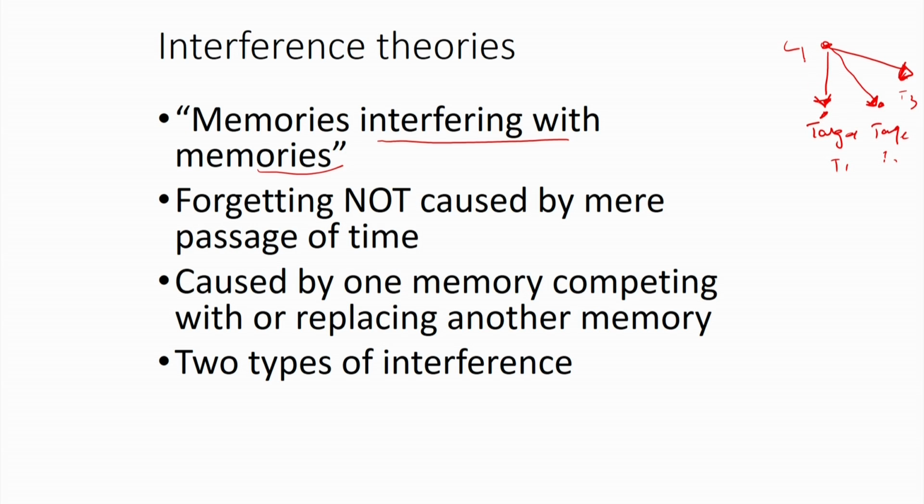When C1 is activated, one neuron or one junction is activated, but they are not uniquely connected. All of these targets will get activated and they will interfere with the processing of one. Now, forgetting is not caused by the mere passage of time.